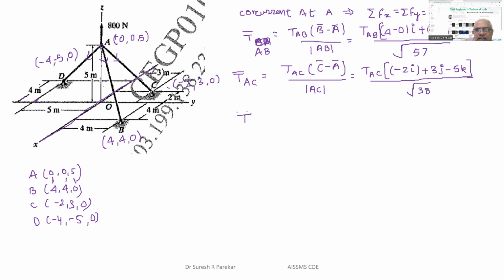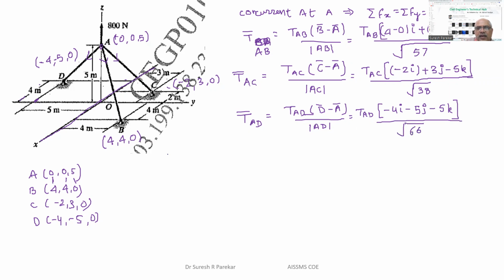And then we have last, that is T bar AD. So this is TAD. AD means starting from A going to D. So TAD, and therefore we are going towards D. So D bar minus A bar upon AD. And then we have this will be TAD in bracket. Now D bar minus A bar, minus 4I minus 5J minus 5K. So 25, 25, 50 and 16, so 66.